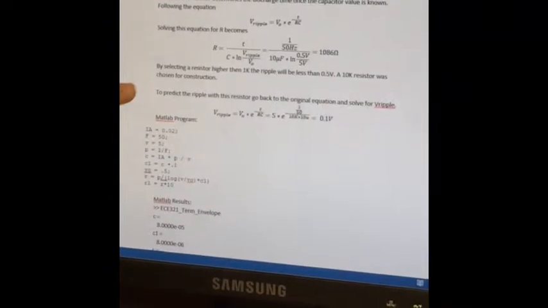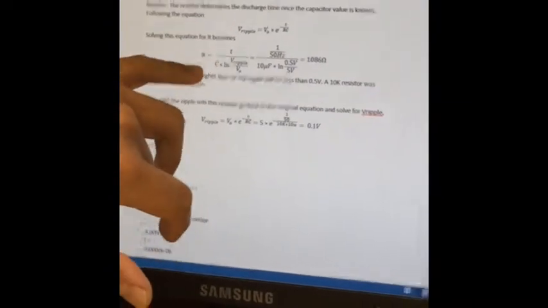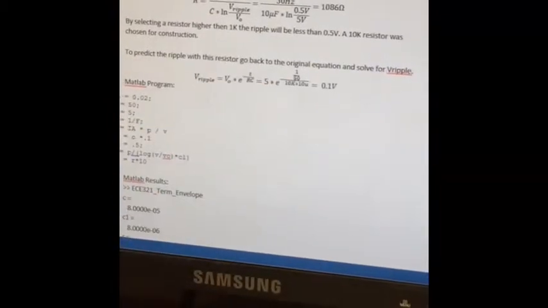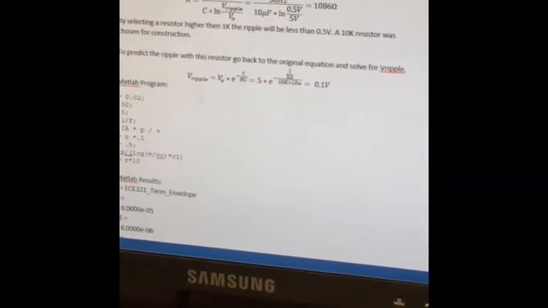And then, knowing our capacitor, we can come down and find our resistor using this equation. And this told us that our minimum resistor value could be 1,000. We used a 10K resistor just to be safe. And then, knowing those two things, we found our ripple using this equation, and that told us our ripple would be 0.1.